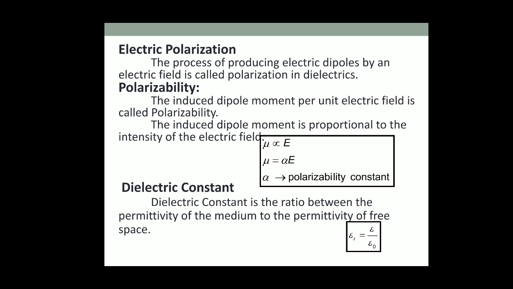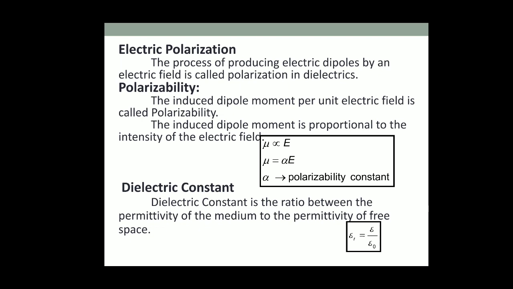Next one is the polarizability. When the strength of the electrical field is increased, the strength of the induced dipole is also increased. Therefore, the induced dipole moment is directly proportional to the intensity of the electrical field. Mu is directly proportional to E. Mu is equal to alpha E. Alpha is the polarizability. So polarizability is nothing but the induced dipole moment per unit electrical field.